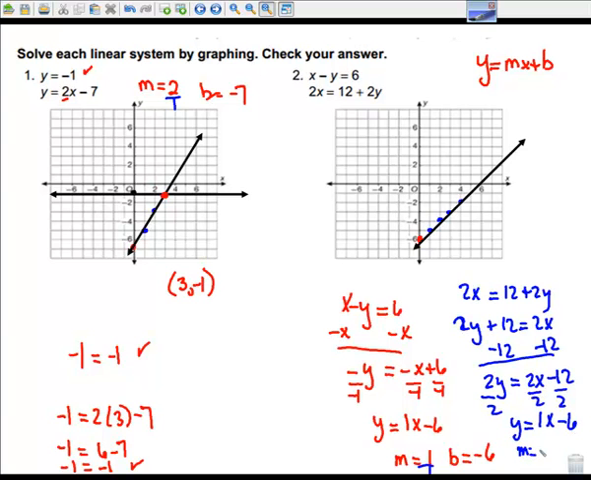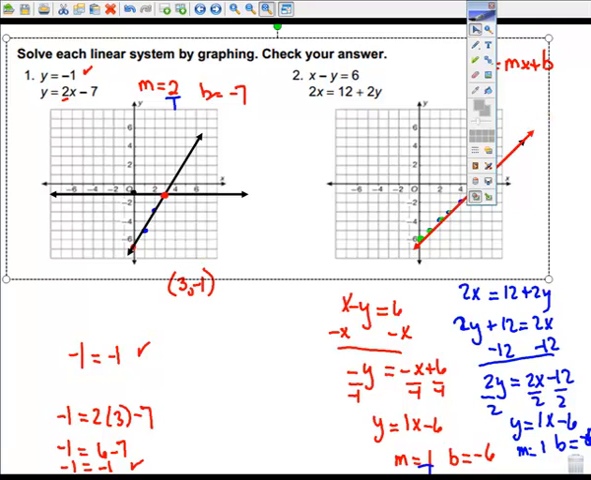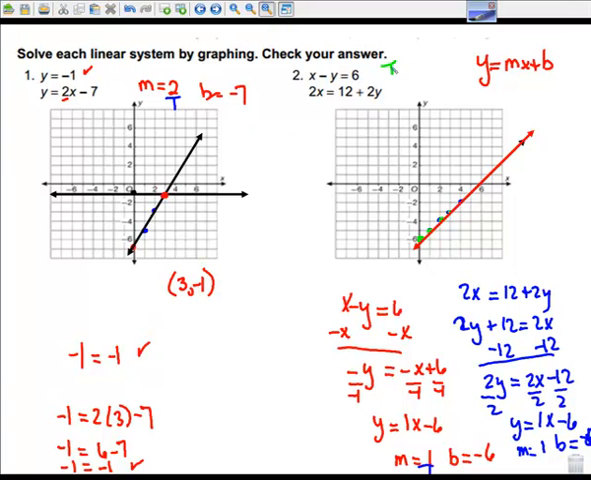Looks a little familiar. My slope is 1, my y-intercept is negative 6. So I'll use a different color, and I come down to the negative 6, and I see that it's the same thing. So I have the exact same line. I know mine are overlapping a little bit, but that's just a computer difficulty that I'm having right now. There we go. So if I want to know the solution, my answer is infinitely many.